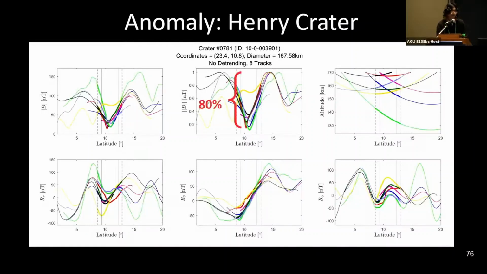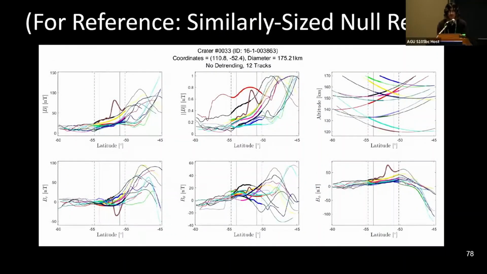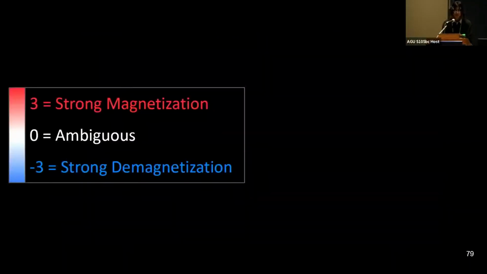And hopefully you can see now, Henry crater, despite being less than that 300 kilometer minimum demagnetization estimate, it's only 170 kilometers in diameter, sees about an 80 to 90% demagnetization. And to further back that up, these vector components all flip-flop and pass through that 0 mark, which gives strong confidence that this is a region of strong demagnetization. For reference, here's a similar sized null result, also 170 kilometers in diameter, that exhibits no demagnetization. And this is what a lot of the other craters in this range look like.